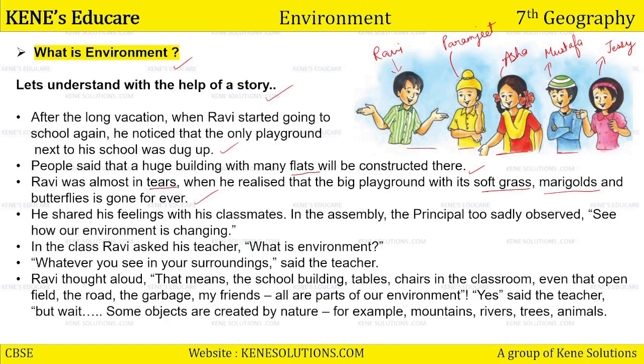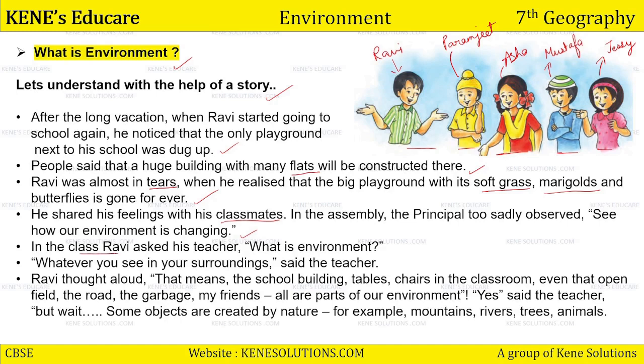He shared his feeling with his classmates. These are the classmates. In the assembly, the principal too sadly observed, see how our environment is changing. When school assembly happened, principal also addressed the assembly and said, see children, how our environment is changing, how a big playground will be converted into a huge building and various flats. There will be no more grass, marigold flower and butterflies over there. Now Ravi was very confused that what is environment.